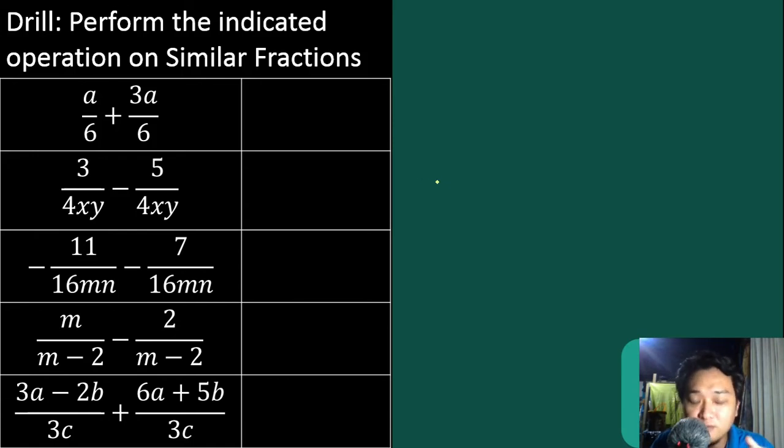Again, all we have to do here is to simply copy the common denominator, which is 4xy. Now what are we going to do with the numerator? We're going to simply subtract them. 3 minus 5 is negative 2.